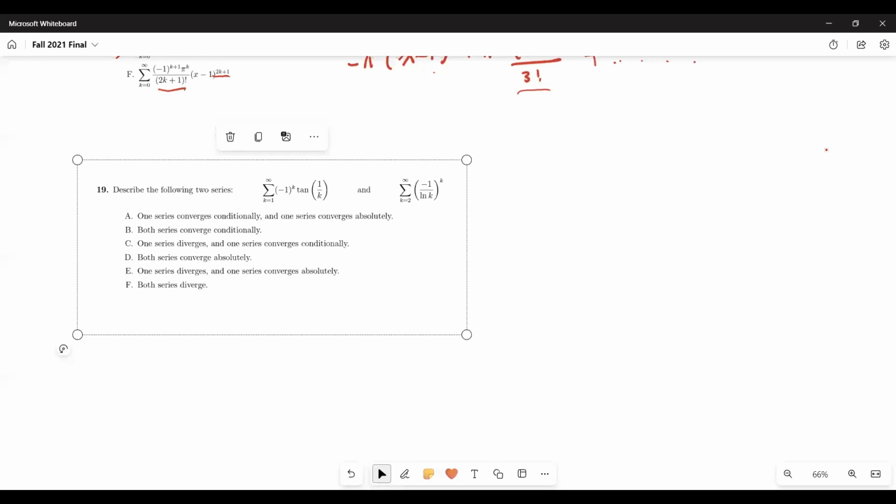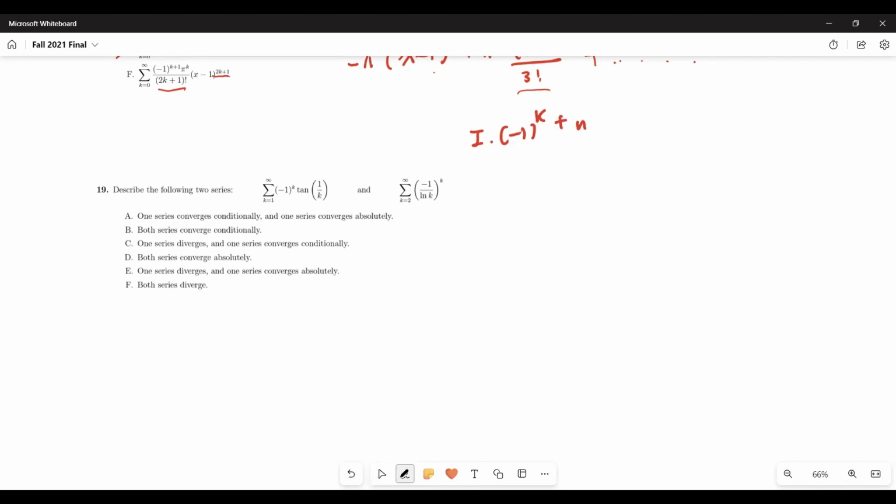Okay, this question asks to describe the following two series: negative 1 to the k times tangent of 1 over k, and negative 1 to the k times negative 1 over ln k. Okay, let's try the first one first. So negative 1 to the k of tangent of 1 over k. So let's evaluate it absolutely first. If we evaluate that, it becomes just tangent of 1 over k.